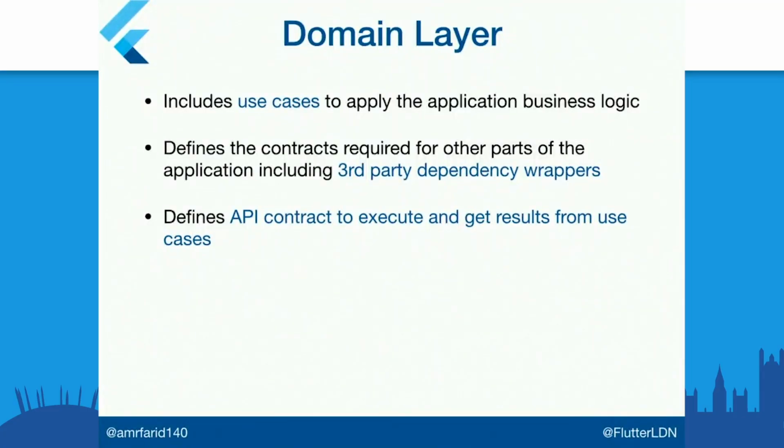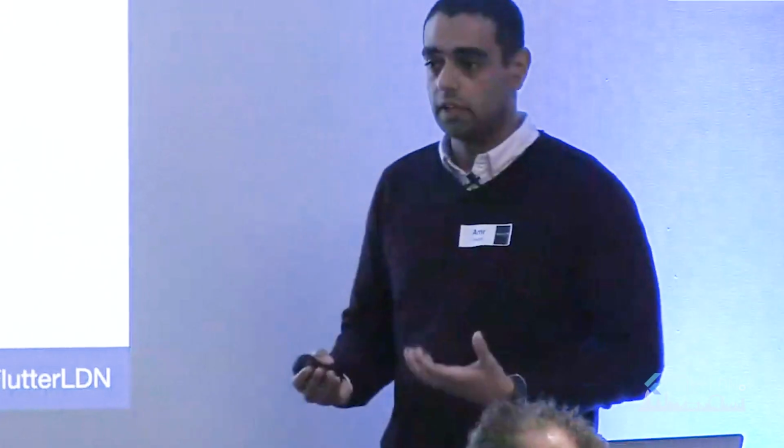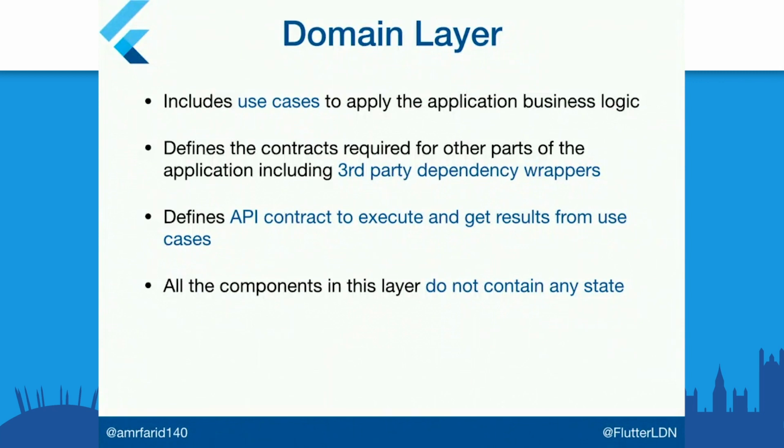One thing the domain layer will also have is a clear API contract on how to execute use cases and what results you can get out of it. The results are open, you can get any data type, but how would a use case return a certain result? And the most important part of all is that this domain layer doesn't contain any state. Most of your use cases don't store any values in memory and don't wait for anything. It's just a function that you execute, it returns a value, and that's all that happens there.